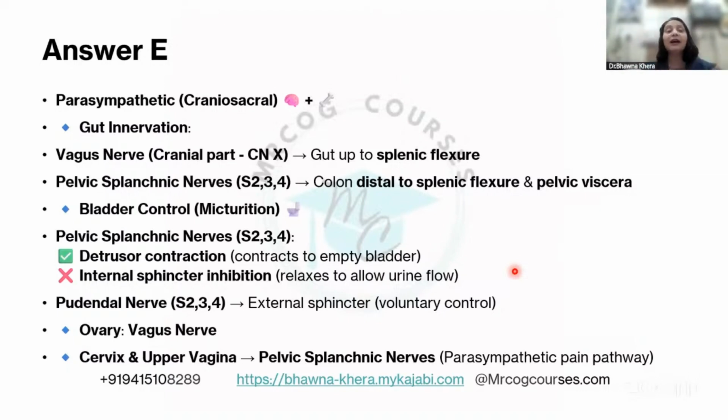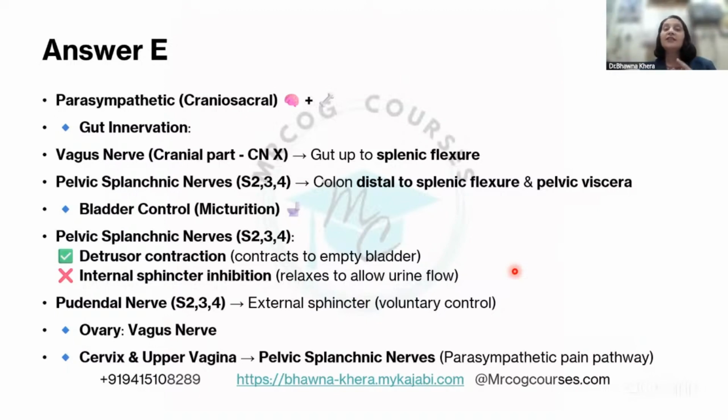Peeing means passing urine, so there has to be contraction of the detrusor. When the detrusor contracts, it completely empties the bladder. For this, the detrusor has to contract and the urethra has to relax, right? The bladder will contract, but the urethra has to give way. So it contracts the bladder and inhibits the sphincters. Again, the pudendal nerve, that is S2, 3, 4, will give the voluntary control for the urethral sphincter.